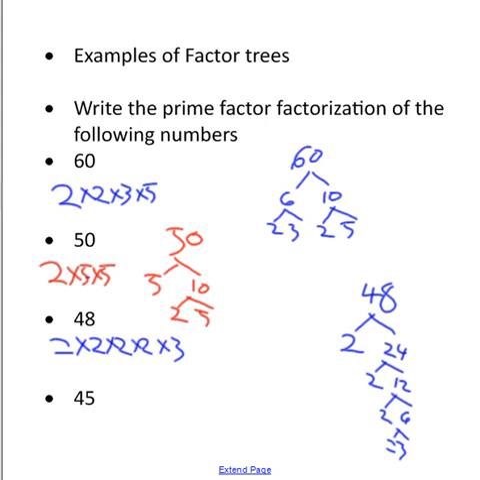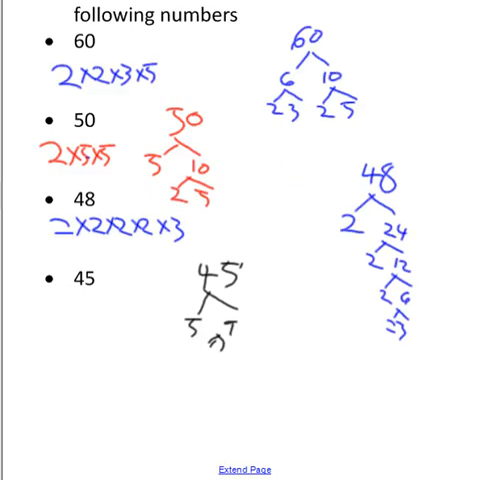Let's work on 45. Again, pause the video, practice yourself, and then come back. 45 can be factored into 5 and 9, and the 9, of course, can be factored into 3 and 3. So the prime factorization for 45 is 3 times 3 times 5.